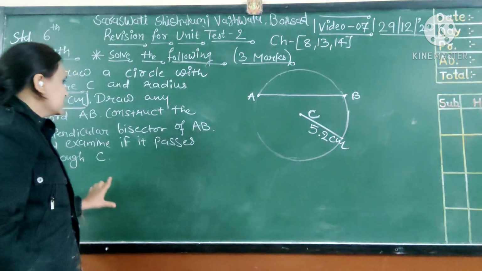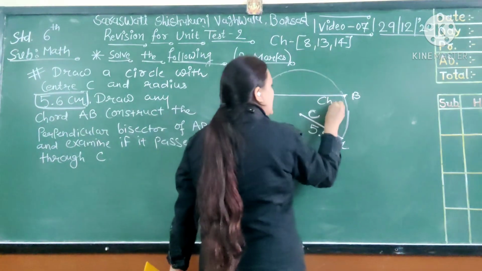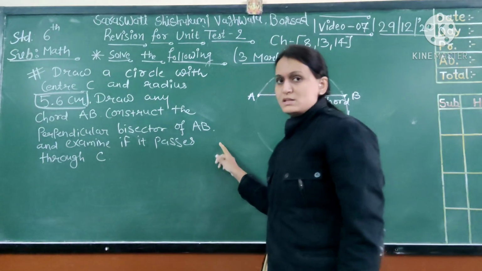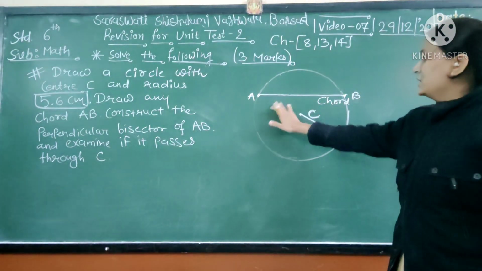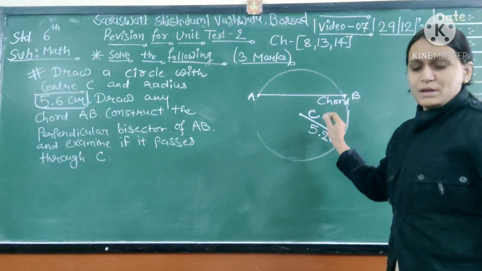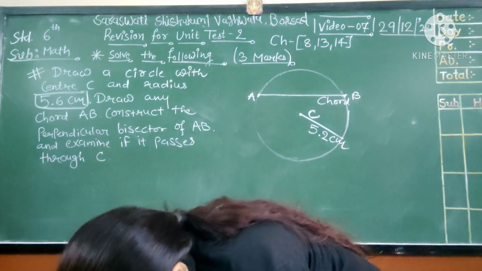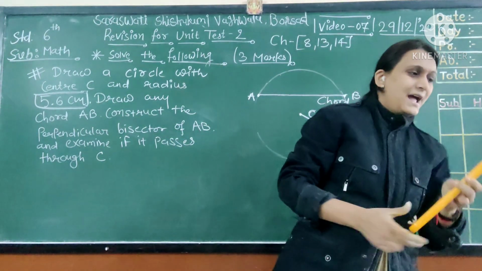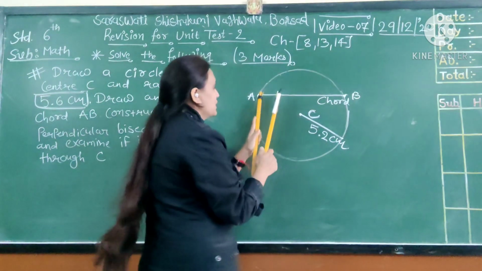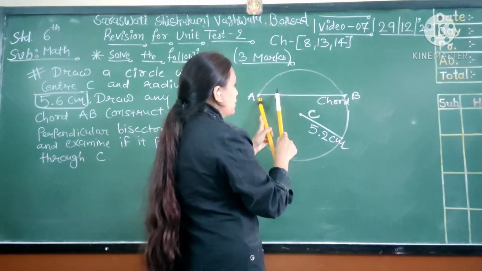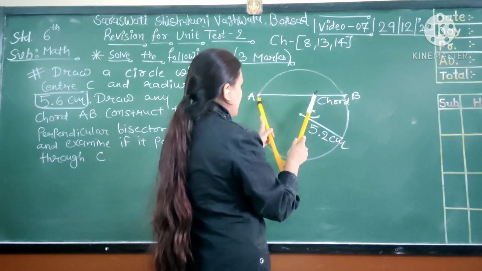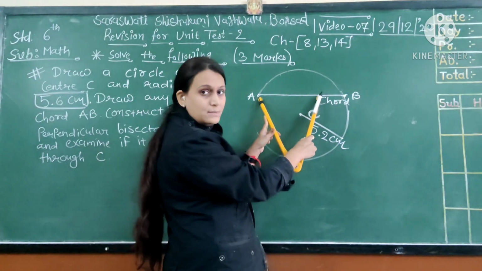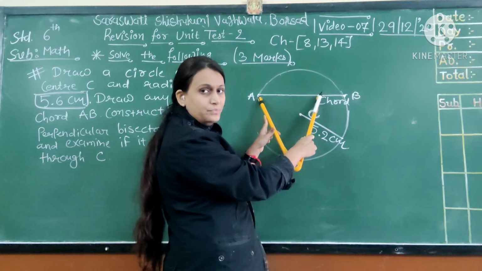Okay, so now after constructing the chord, we have to draw the perpendicular bisector of AB. Means we have to draw the perpendicular bisector of the given chord AB. For the perpendicular bisector, we have to use a compass. With the help of the compass, the measurement must be more than half of the chord. Suppose I am taking the measurement here.